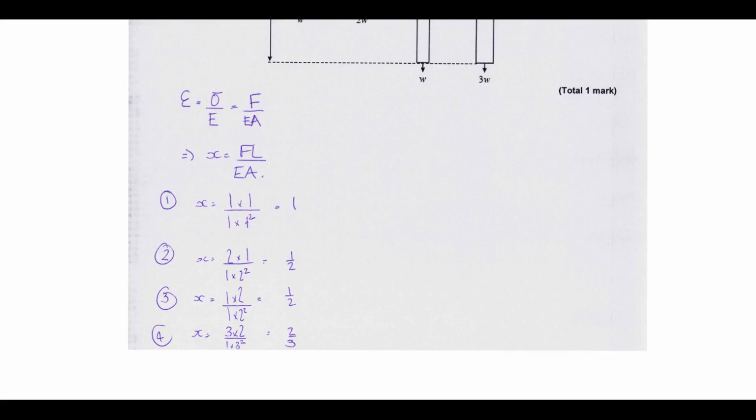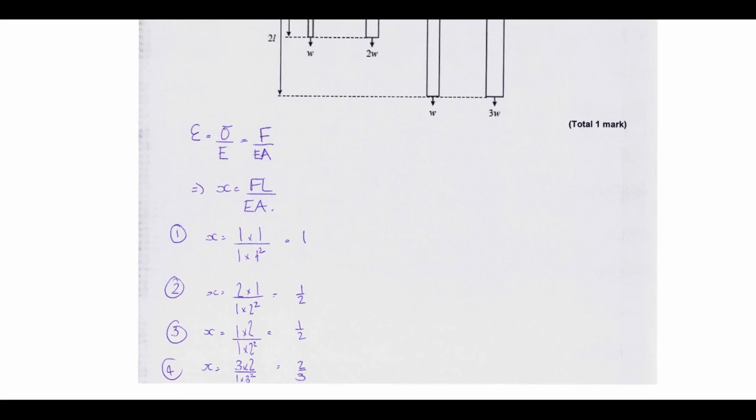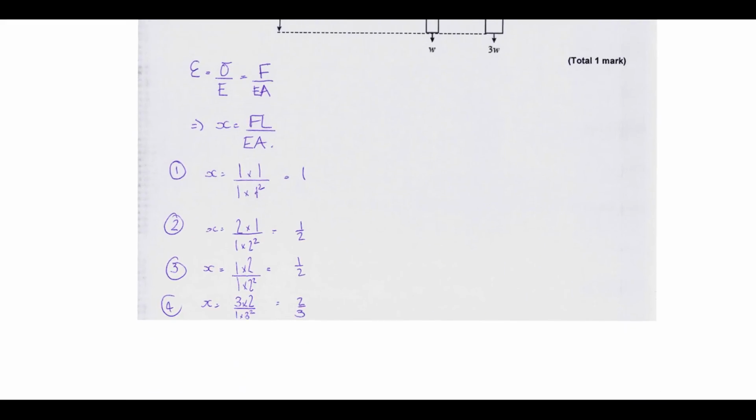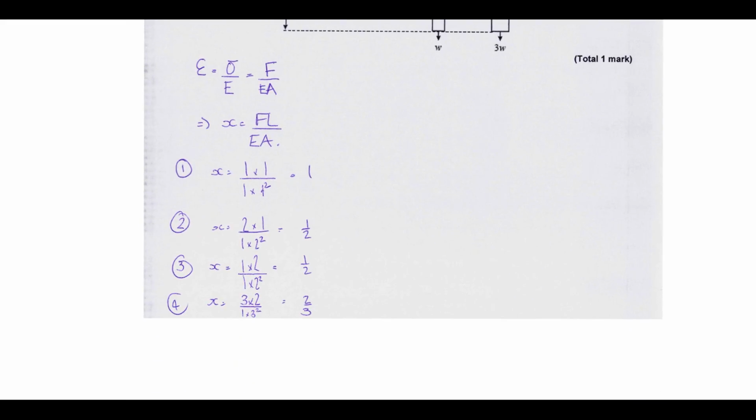For the first bar, which has just the dimensions L, D and W, let's call that R1. Put 1 for the load, 1 for the length. We know the Young modulus is going to be the same for all of them, so there's a 1 in there for that in all of them. The cross-sectional area depends on the diameter squared, so I put in 1 squared for that, giving you an extension of 1.